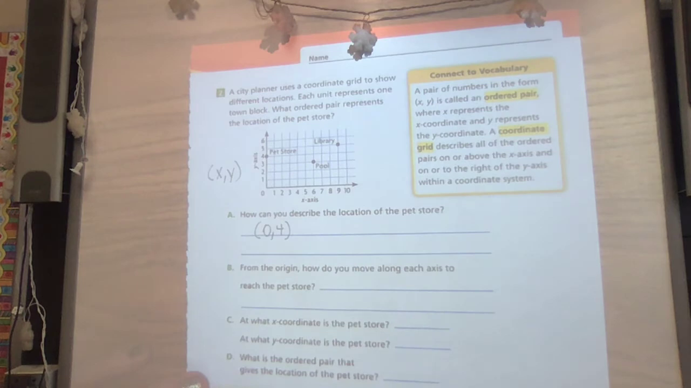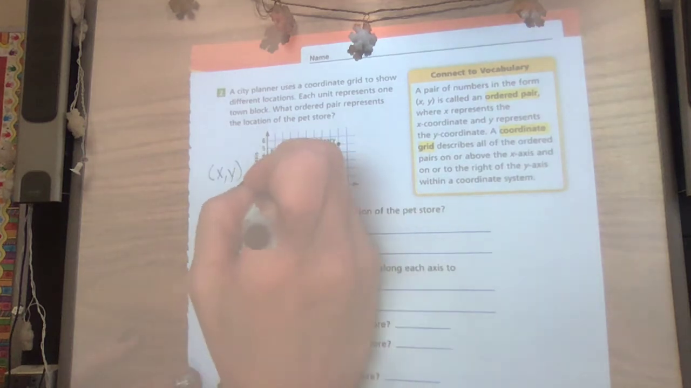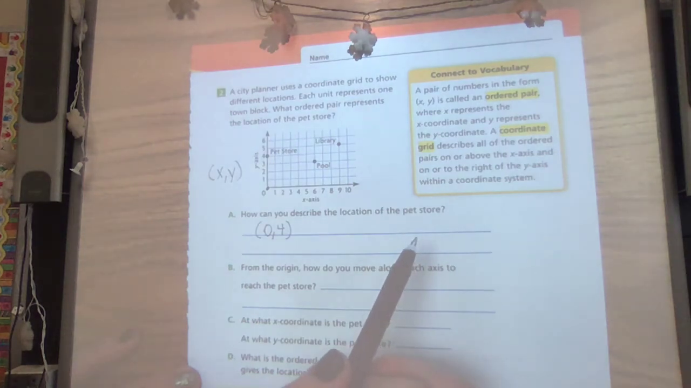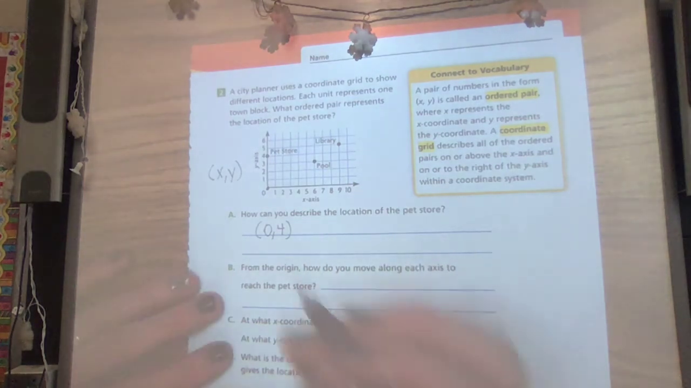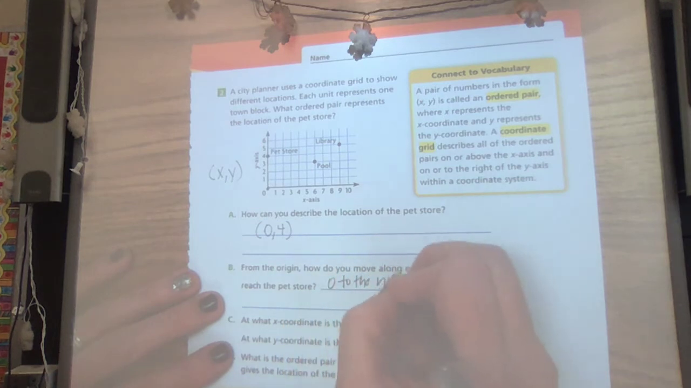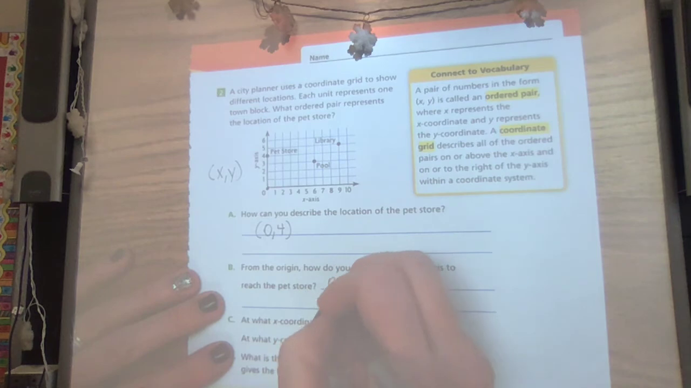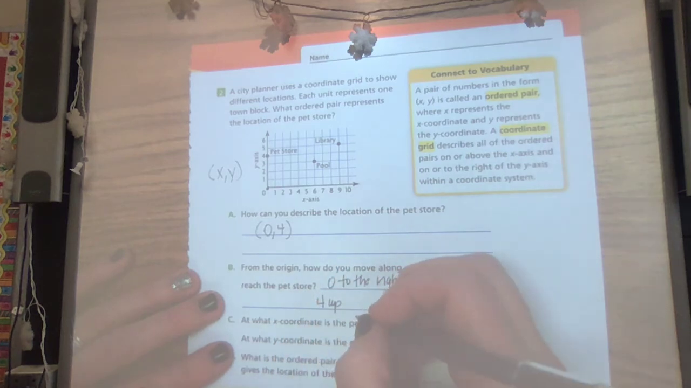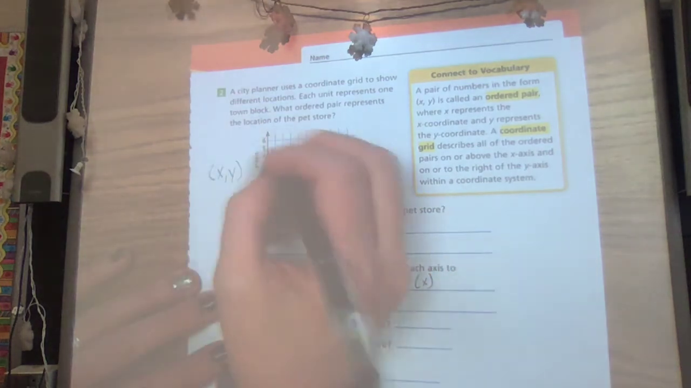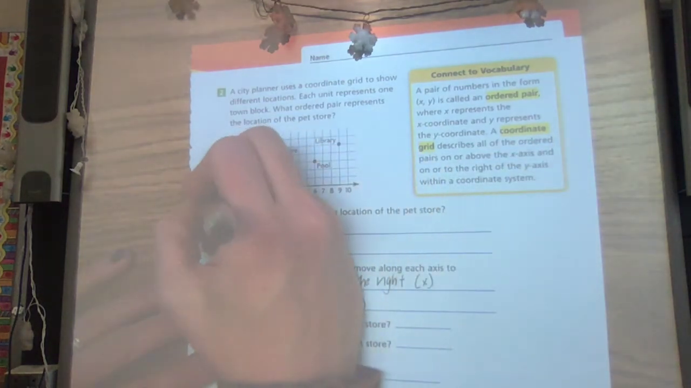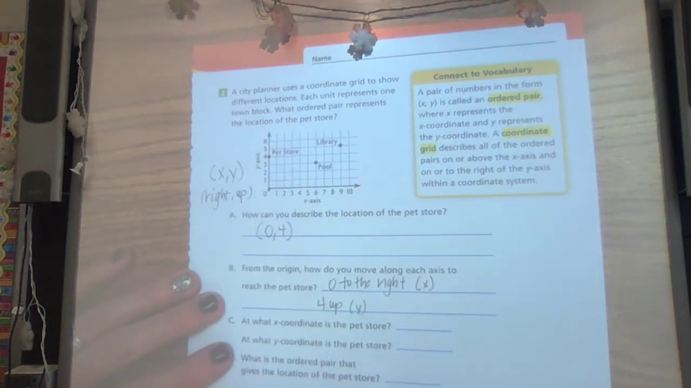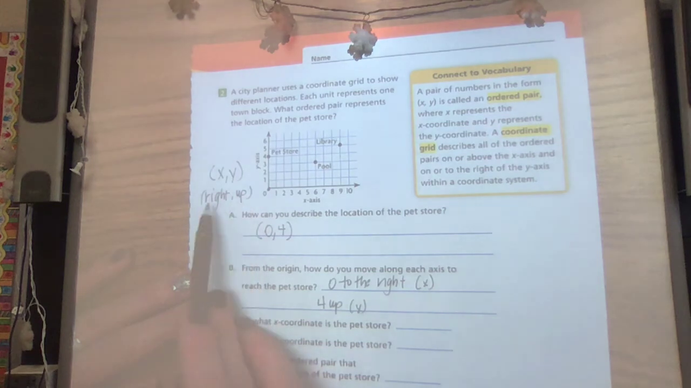Okay, B, from the origin right here, how do you move along each axis to reach the pet store? 0 to the right, 4 up, or 4 on the y, then 0 on the x. Also, one thing I say to help me is that you move right up. Like we're going to go right up there to the top. Go right, then up. Go right up.